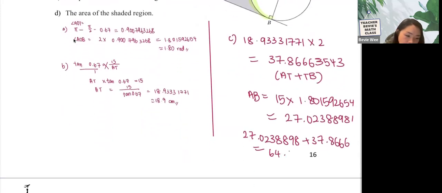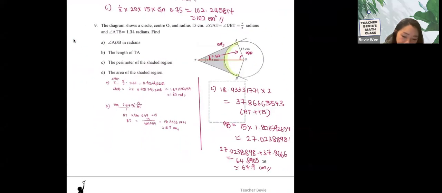You get 64.8905, which you round off to 64.9 cm. That's all.